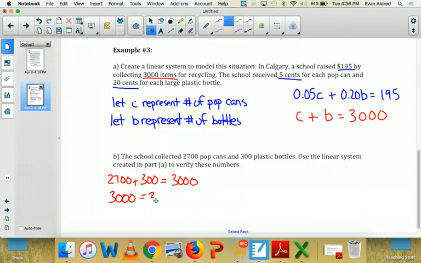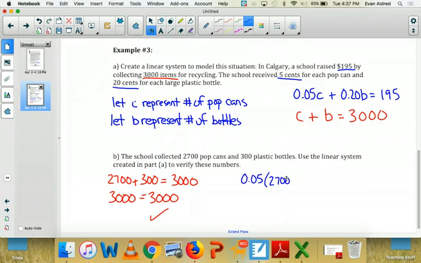And 2,700 plus 300 equals 3,000. And we know that there were 3,000 items collected. Tells us that in the question. So our red equation checks out perfectly, and that's pretty straightforward. Our blue equation, we'll have to do a little bit more math, but calculators will help us here. So let's plug that in.